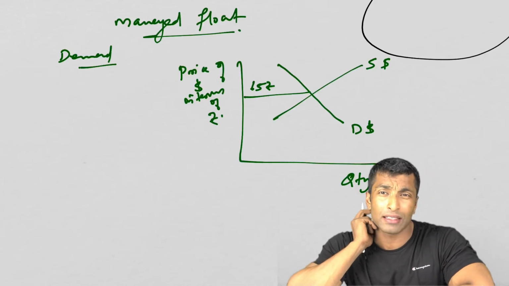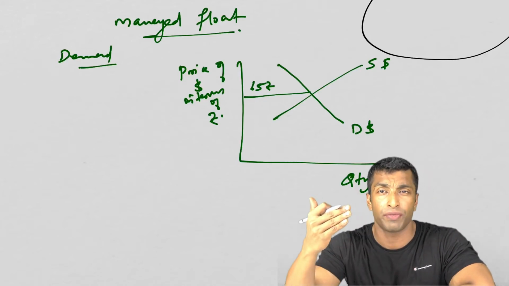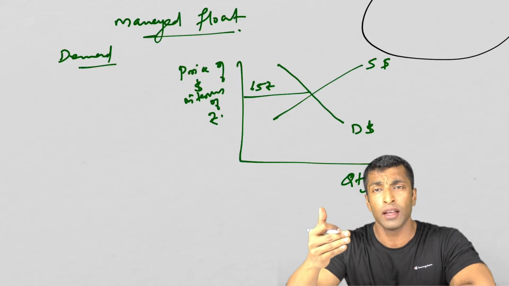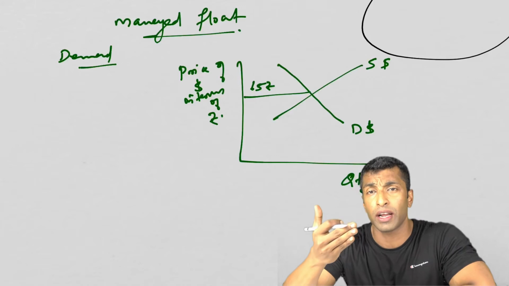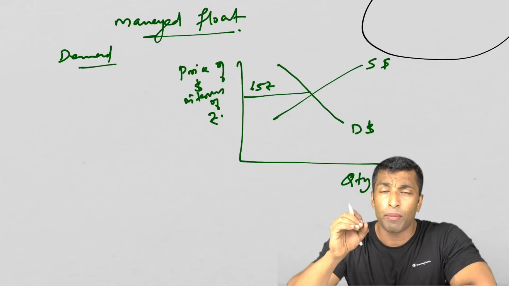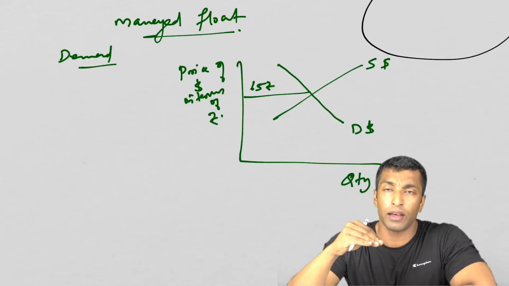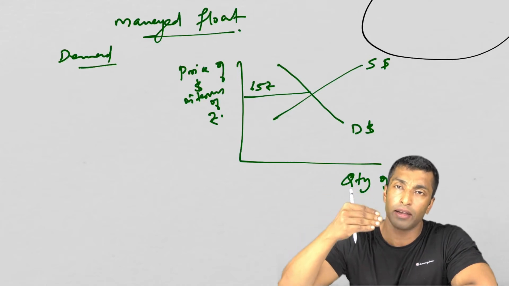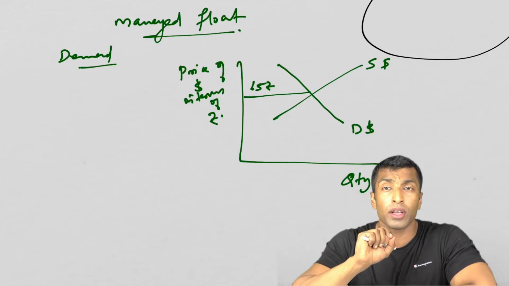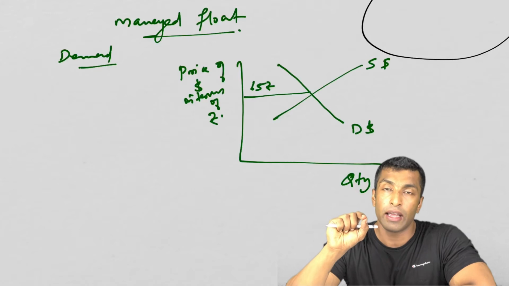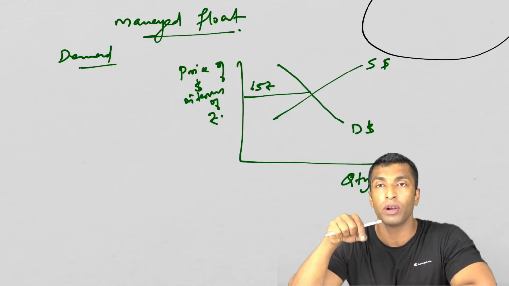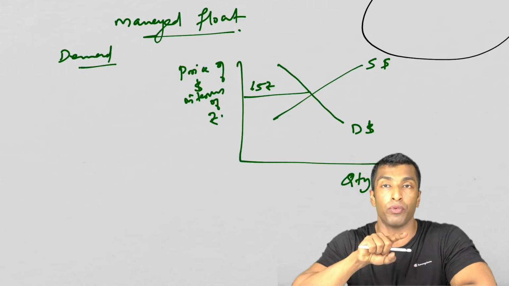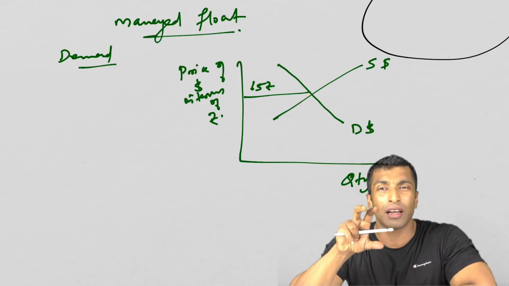Some people, some texts and some teachers will tell you upward shift. In fact, upward shift is correct, and in case of decrease in demand, downward shift is correct. But it is better to say rightward and leftward, because if I'm talking about demand, increase means upward and decrease means downward. But if I'm talking about supply, I can't use the same logic. In case of supply, it is actually reverse. Increase means downward, and decrease means upward. So you need to reverse, and that will lead to confusion.